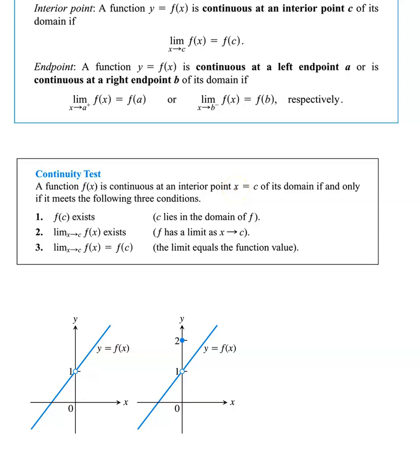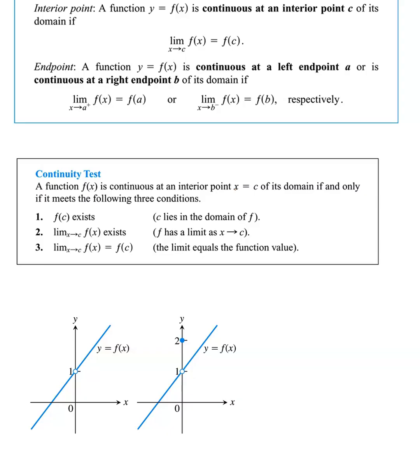Later on, we'll be talking about continuity for the entire function. But if you think of it intuitively, if it is continuous at every point on the graph, that means it's continuous everywhere for the entire function, right? So we start off by looking at continuity at a point.